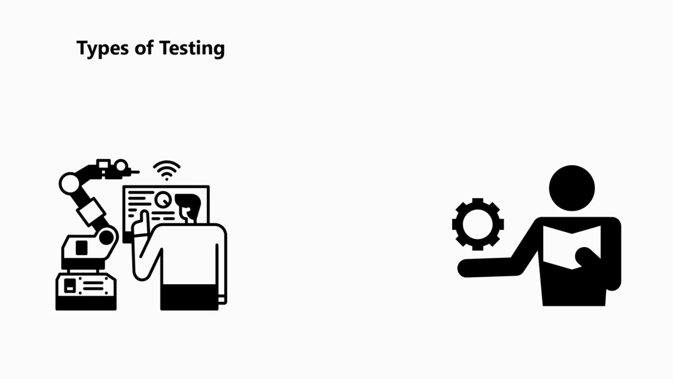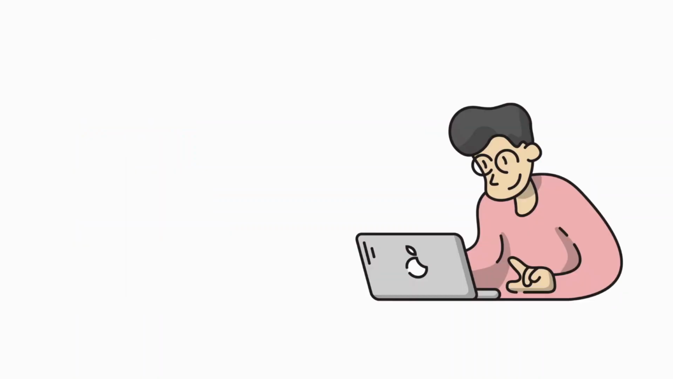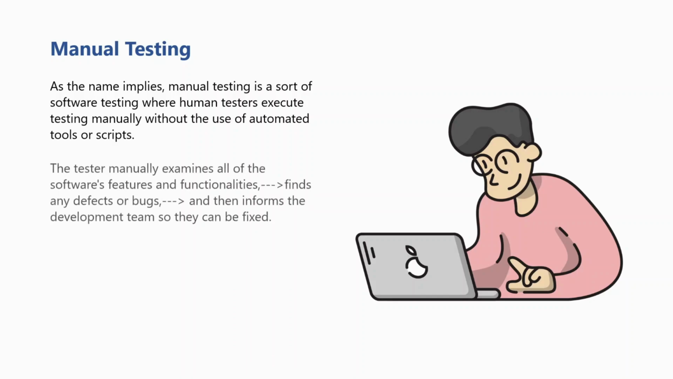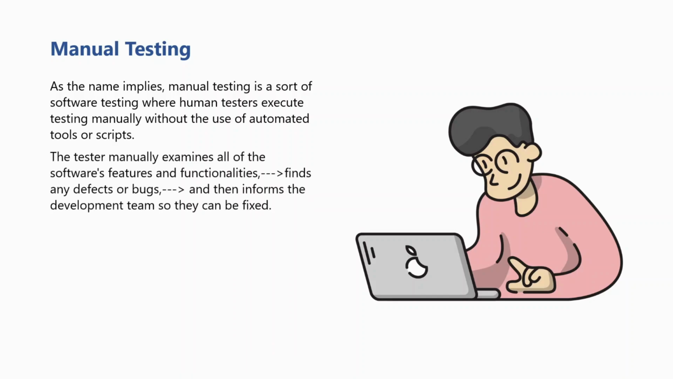Taking a look at types of testing. Software testing can be done manually or automatically. First, let's take a look at manual testing. As the name implies, manual testing is a sort of software testing where human testers execute testing manually without the use of automated tools or scripts. The tester manually examines all the software's features and functionalities, finds any defects or bugs, and then informs the development team so that they can be fixed.